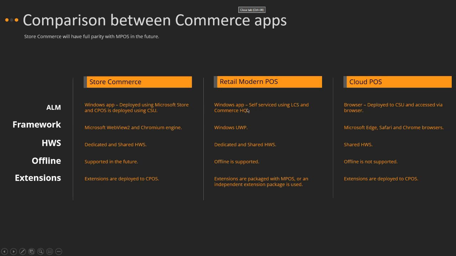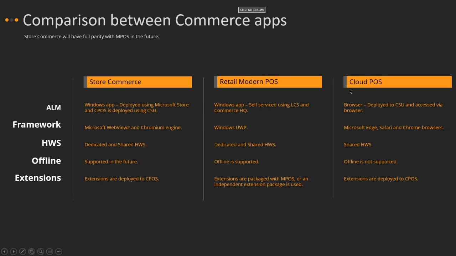Compared to that, the retail modern point of sale is also a Windows app, but how you get the app and how you upgrade is a little different. You get the app from self-service using LCS or Commerce HQ, but when you want to upgrade the modern point of sale, if you have extensions, you have to repackage it, merge it, and rerun the installers. It's a little more complex compared to the Store Commerce app.